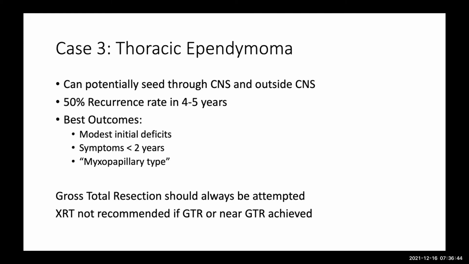The gross total resection should always be attempted. Some studies say if more than 15%, some say 10%, they recommend radiation therapy. Otherwise, it's not recommended because it's such a slow growing tumor typically, and radiation, of course, has its side effects in the spinal cord.